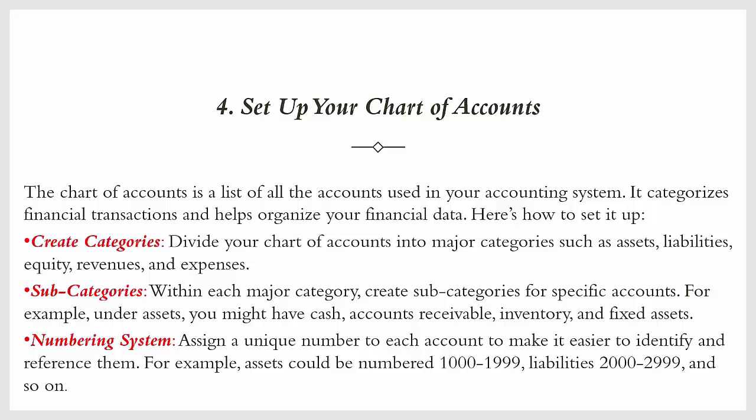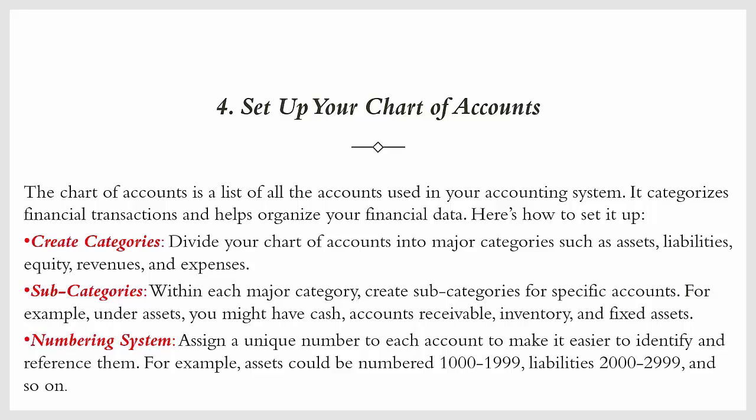Create categories. Divide your chart of accounts into major categories such as assets, liabilities, equity, revenues, and expenses. Subcategories. Within each major category, create subcategories for specific accounts. For example, under assets, you might have cash, accounts receivable, inventory, and fixed assets.